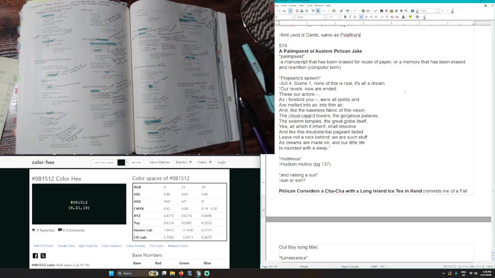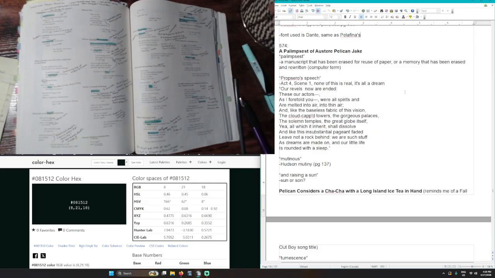There's a reference to Prospero's dreams, and this is from a speech that he made in Act 4, Scene 1, where he talks about how none of this is real, it's all a dream. And the quote is, "Our revels now are ended. These are actors, as I foretold you. We're all spirits and are melted into air, into thin air.